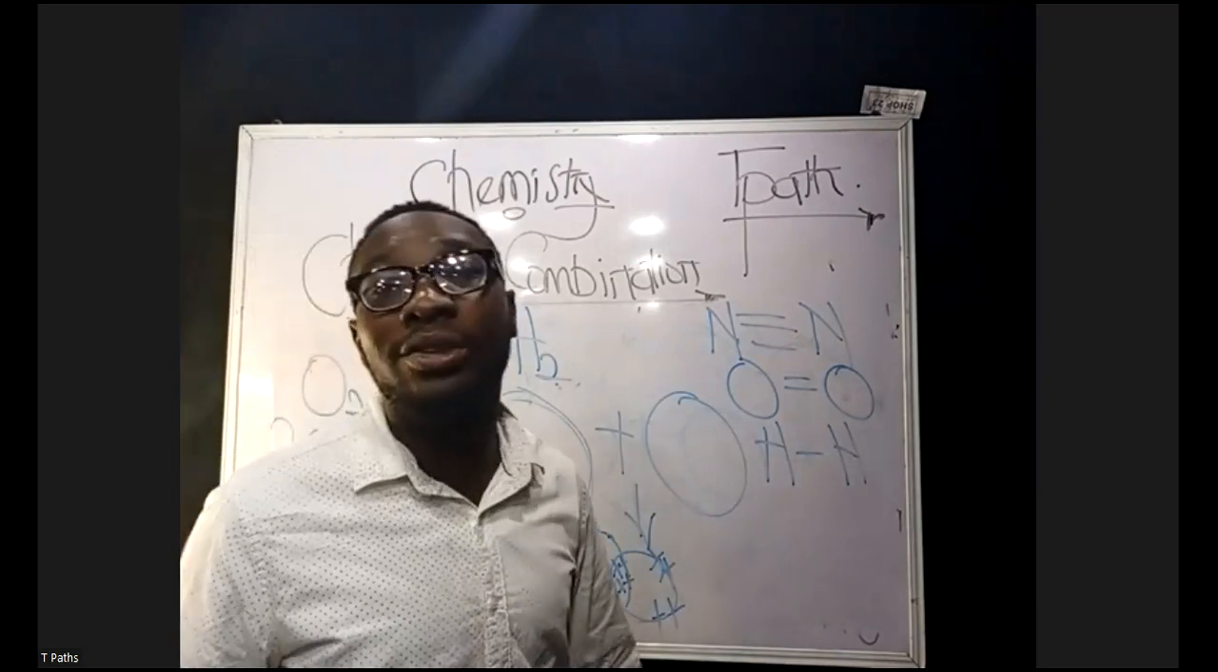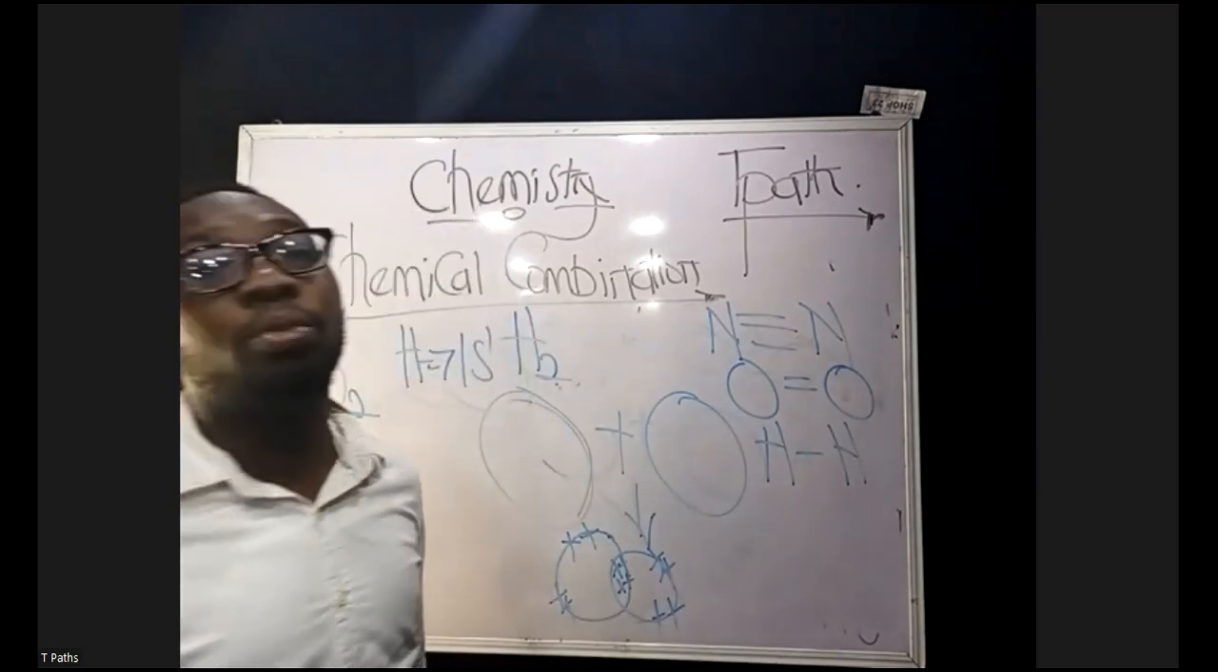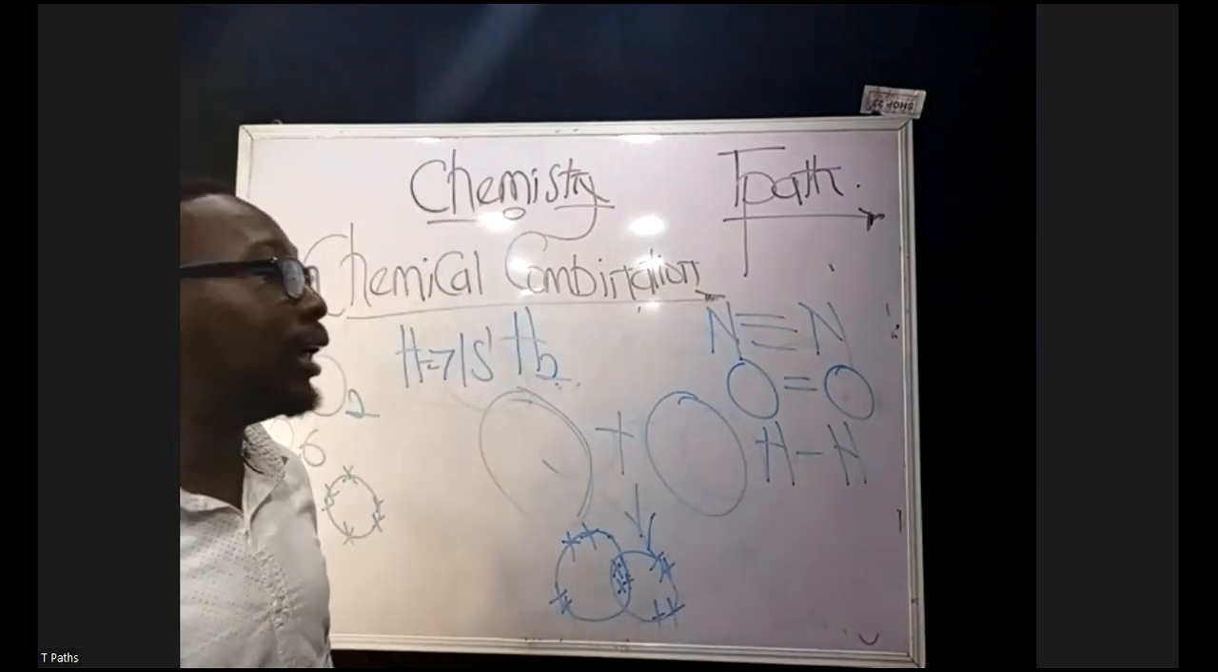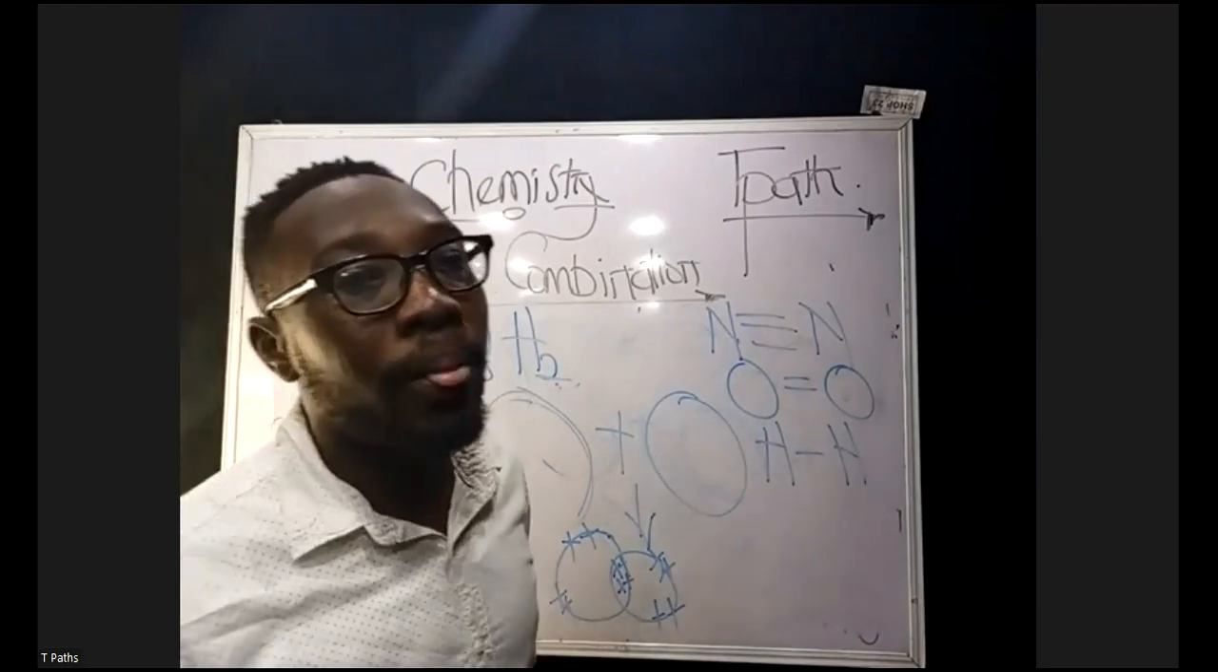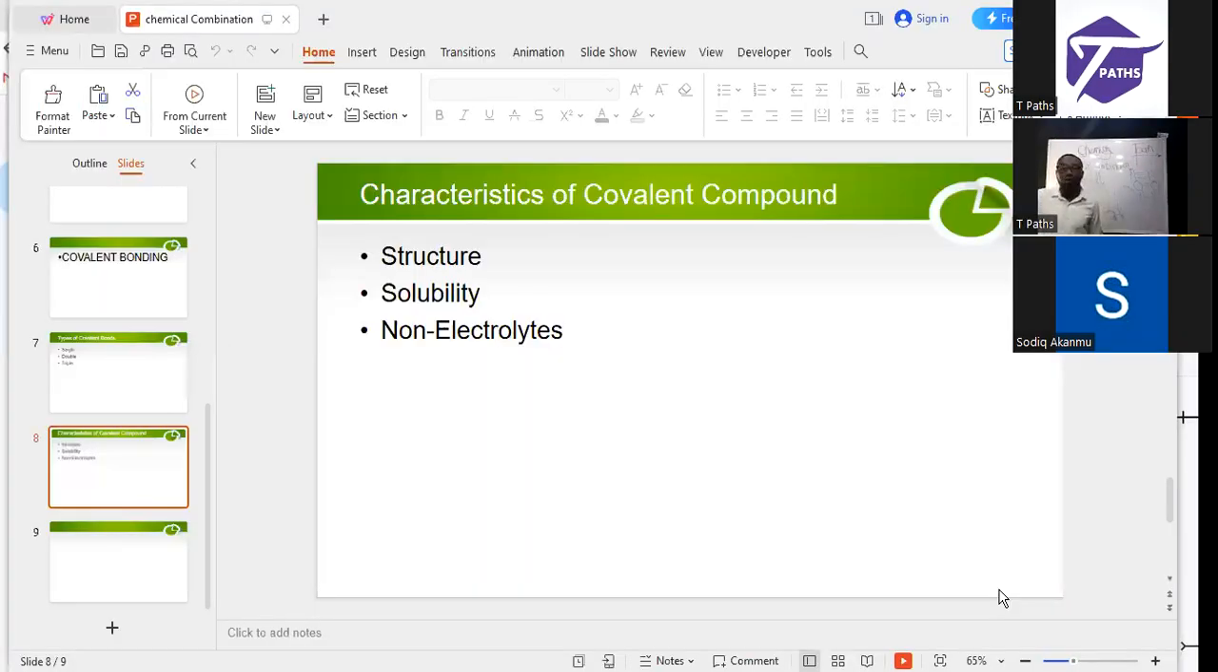Another one again is solubility. Most of them are non-polar in nature. So they hardly dissolve in water, but they can dissolve in their fellow non-polar solvents. Examples of non-polar solvents are carbon disulfide, CS2, toluene, and benzene. They are all non-polar solvents.